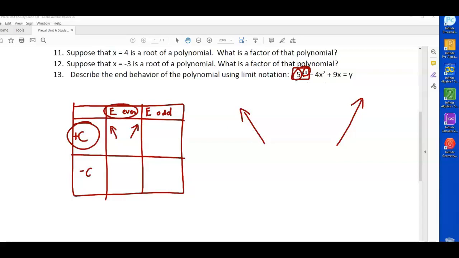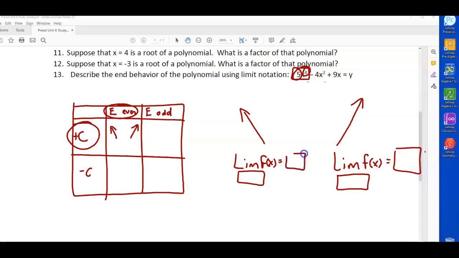But they want us to describe this end behavior using limit notation. So limit notation looks like this. You're going to have 2 blanks to fill in, one underneath the limit and one over here. And we're going to do that for both sides. Now, let's start off with the one over here on the right. When you're looking at the right side of your graph, that's when x is approaching positive infinity. And so over here, this one would be x is approaching negative infinity because that's the left side of my graph.